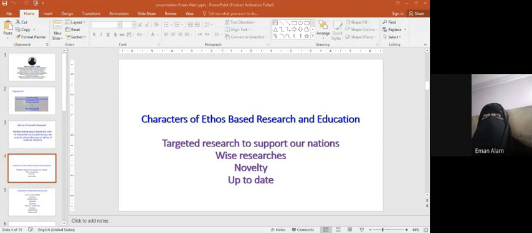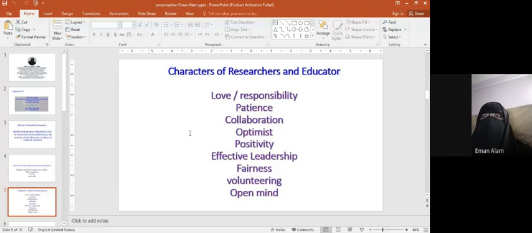And finally, we need to remember that it's a message. We need to be followers of our prophets on the way of the light and the truth. So we need to appreciate the rights of others by being keen in doing our research work. And also, as academicians, we have some important criteria and important characters.